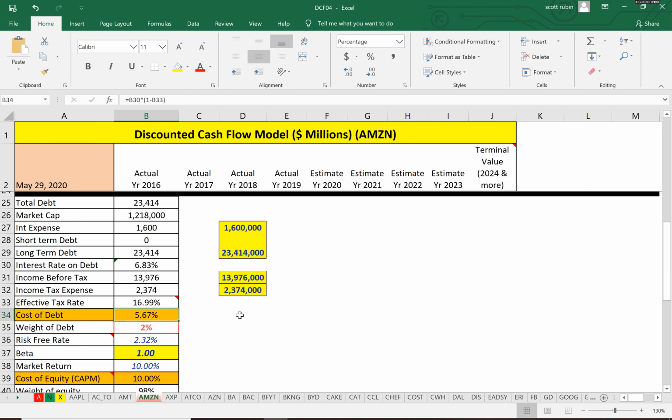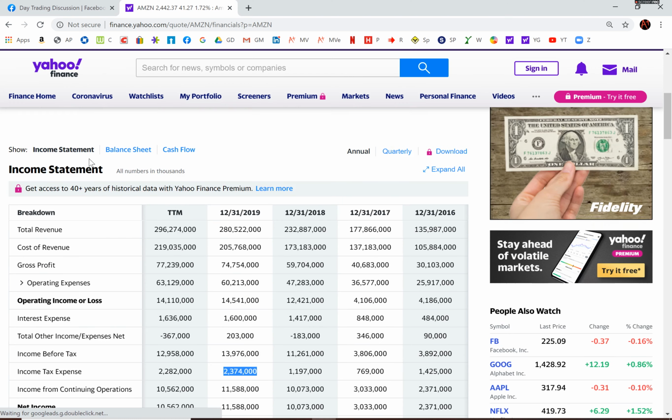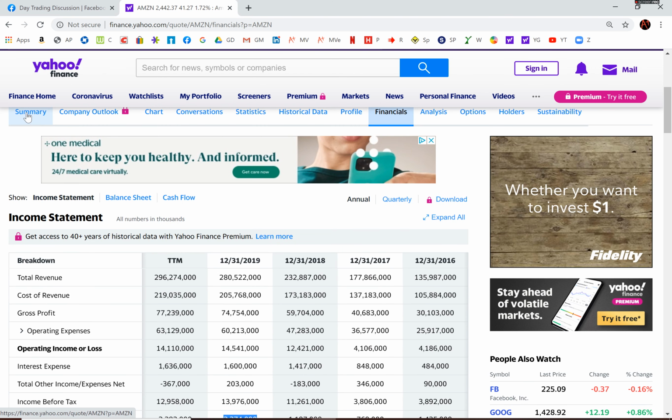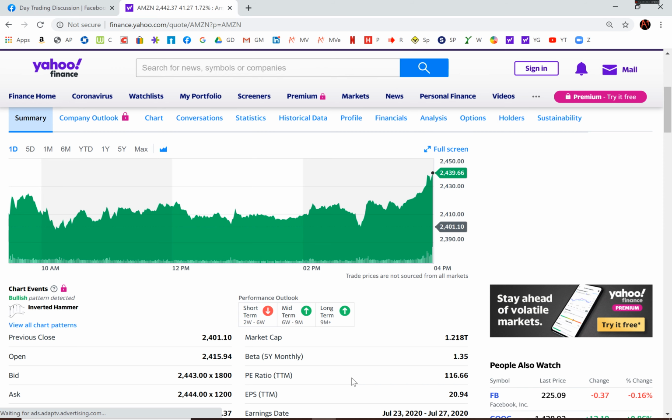So the cost of the debt is 5.7%. And only 2% of that capital structure is debt. The other 98% is equity, which is really good. You want to have a company that doesn't have much leverage. Now let's check out the beta, the volatility of the stock. 1.35.